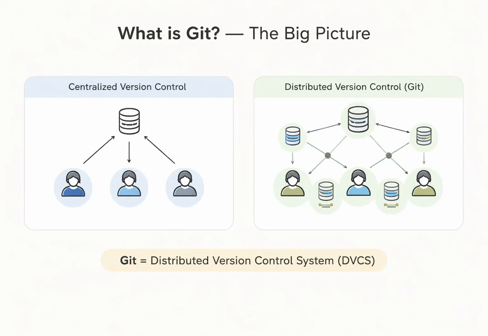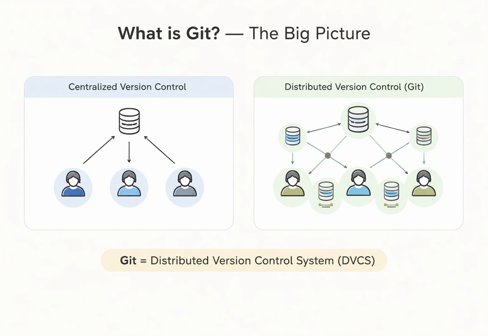So what exactly is Git? Git is a distributed version control system, often abbreviated as DVCS. Now, to understand what that means, let's compare it to the older approach, which is centralized version control. In a centralized system, there is one central server that holds all the code, and every developer connects to that single server to get their work done. If that server goes down, nobody can work.